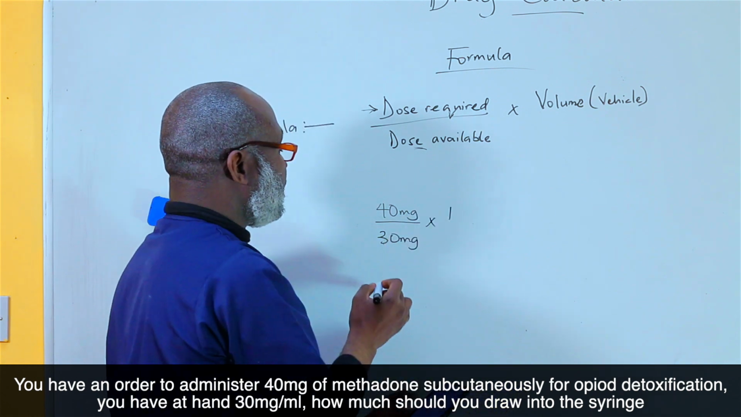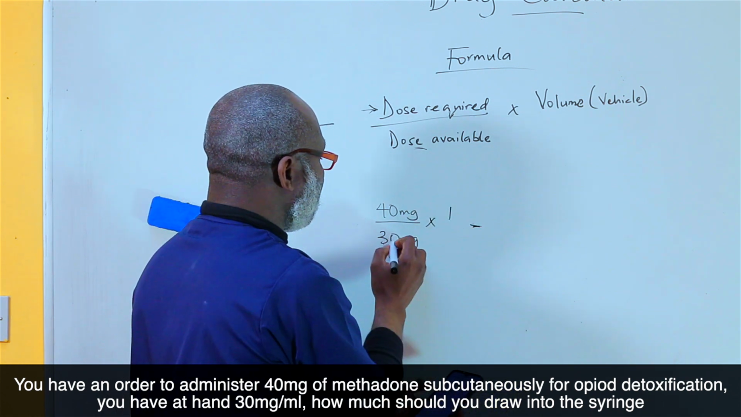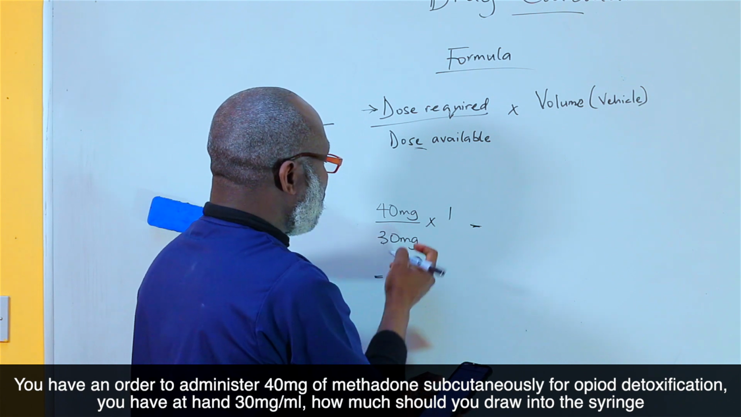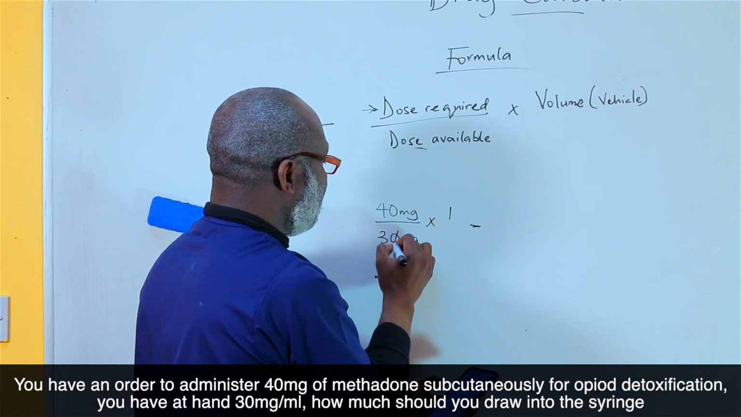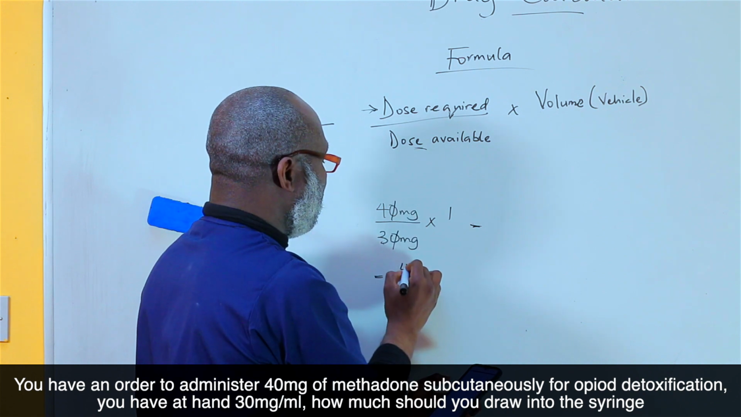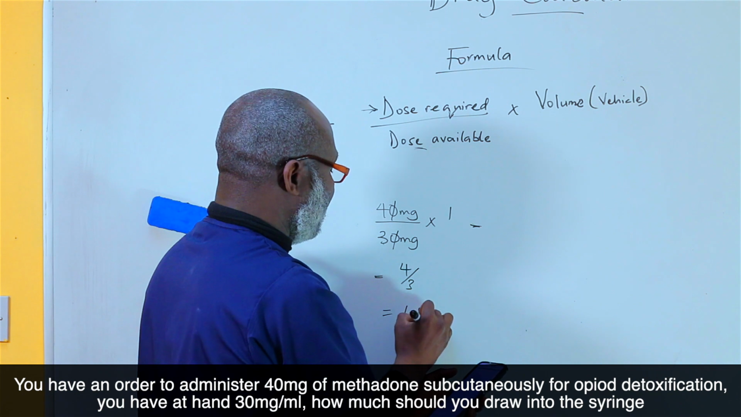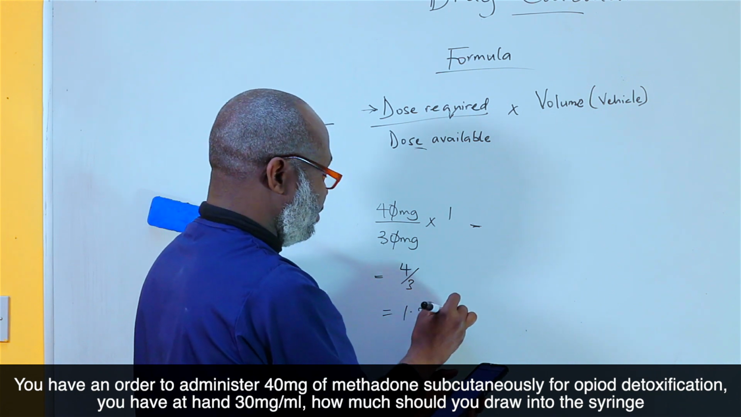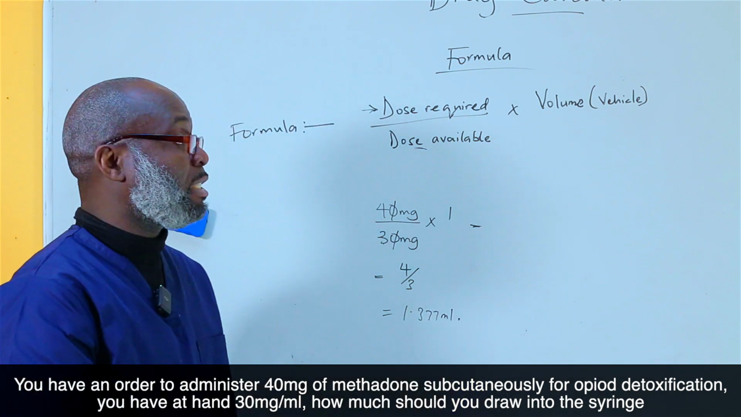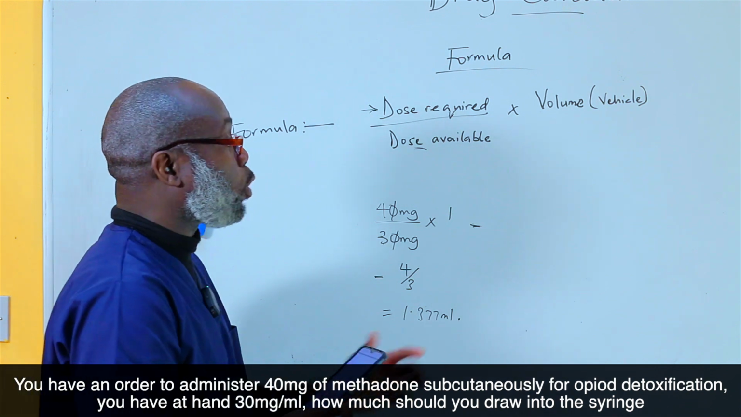So to solve for this, it's going to be 40 over 30. The zero will cancel the zero, 4 over 3. So the answer should be 1.3333 mL. That should be the answer. It's very straightforward. There's no need for you to convert.